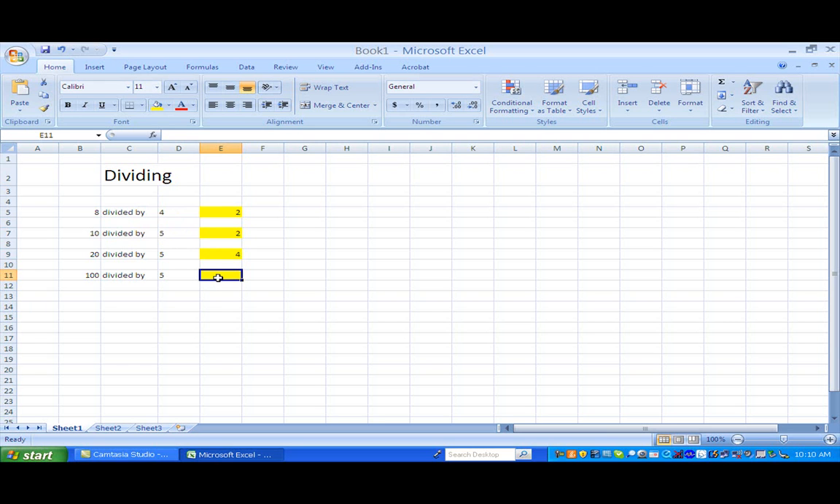Whoa, here's a hard one. 100 divided by 5. See if you can tell what I'm doing. First button I push is, first number I click on is, the key that means divided by is, and the last thing I do, and then to get the answer I press the enter button. 100 divided by 5 equals 20.